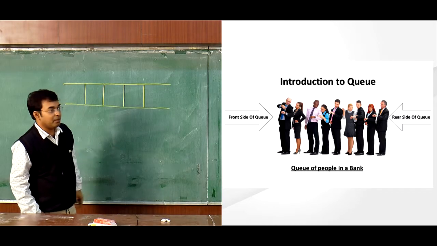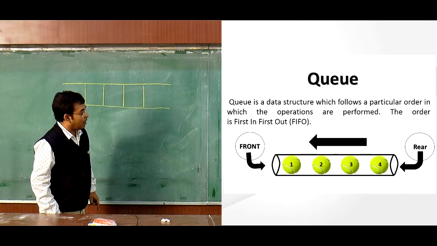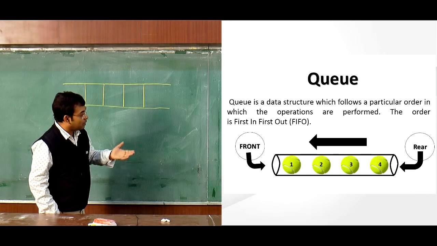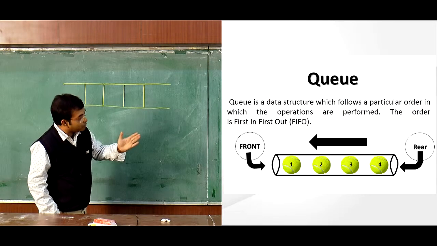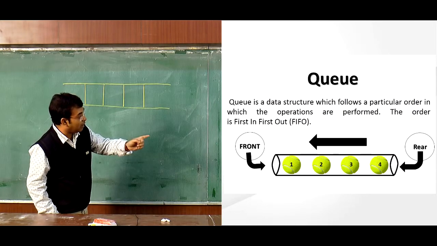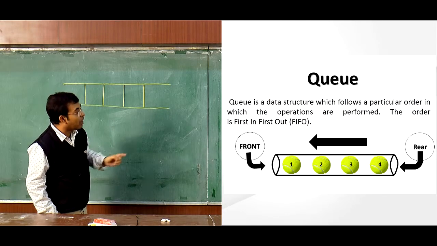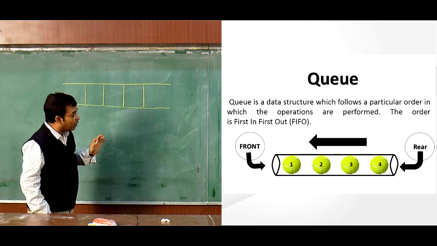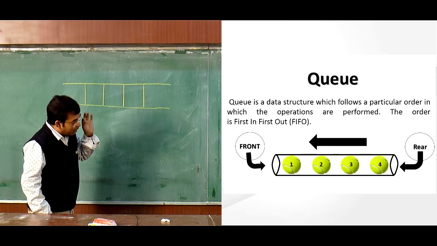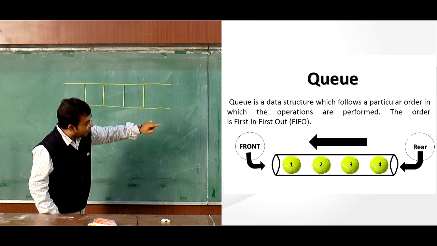Let us take another example. This is a glass container and we have 4 balls to insert. So, insert the first ball, second ball, third ball and fourth ball. We must observe that all the insertions are done from one end, and that is called the rear end. Now when you want to delete, or take out a ball from the glass container, we take out the ball from the other side, that is called front.